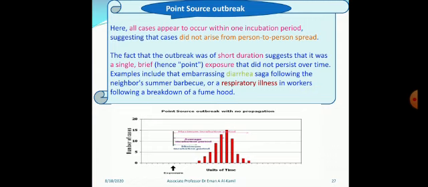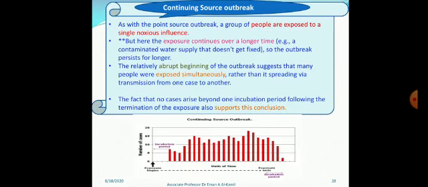So this curve is called the point source epidemic, where there is one source of exposure, one source of infection. This is the exposure. This is the time where people ate the same food, for example. Then the appearance of the cases at the minimum and the maximum incubation period can be calculated from the curve.